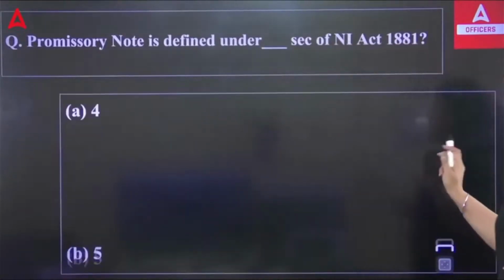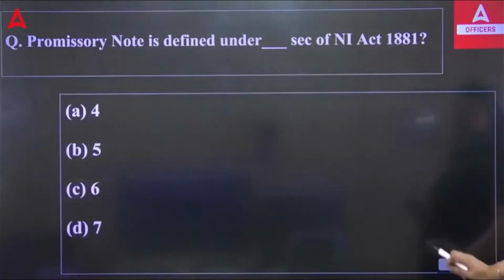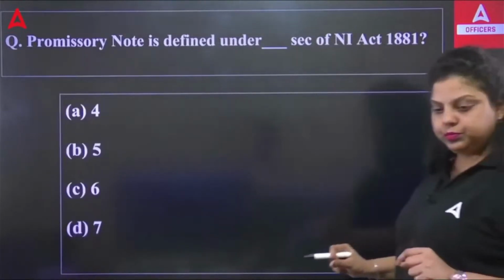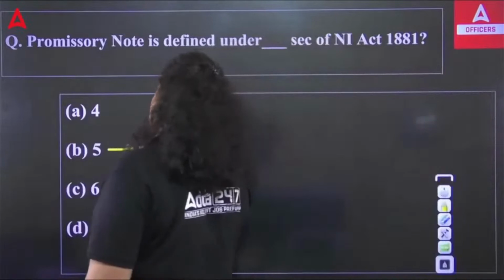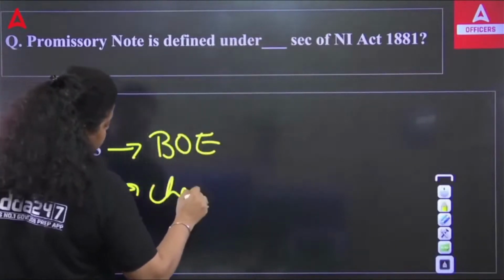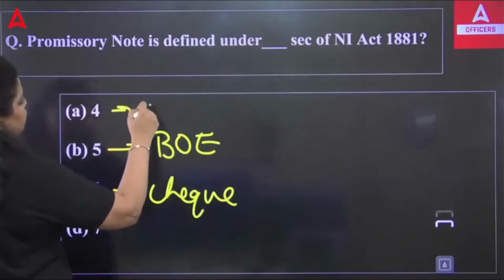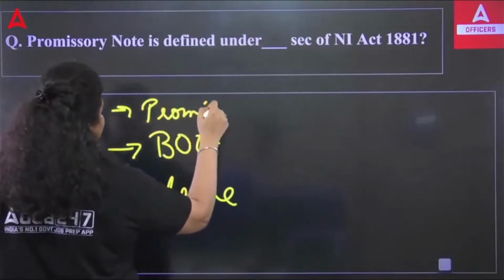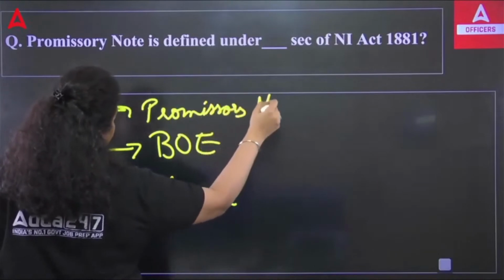So, which particular section talks about the promissory note? Section 5 talks about bill of exchange. Section 6 talks about check. And Section 4 talks about the promissory note.